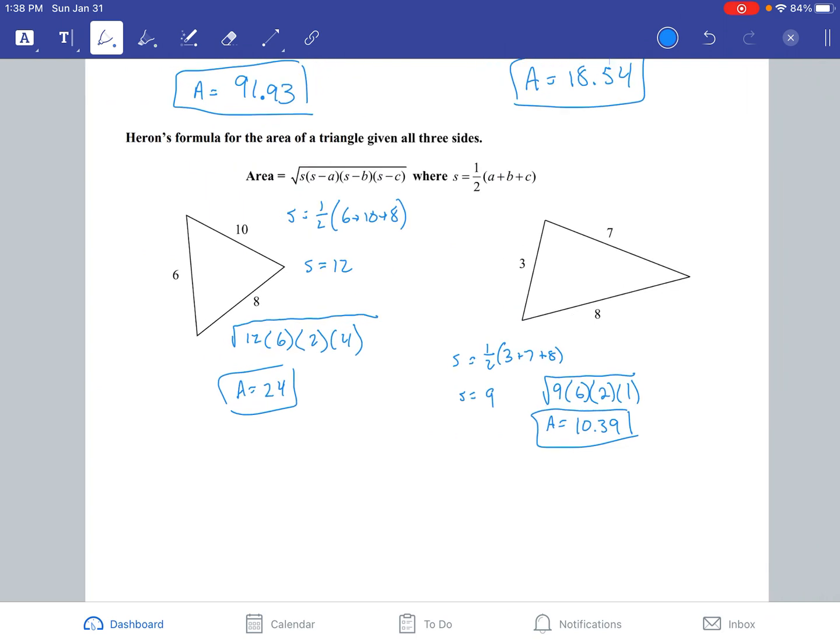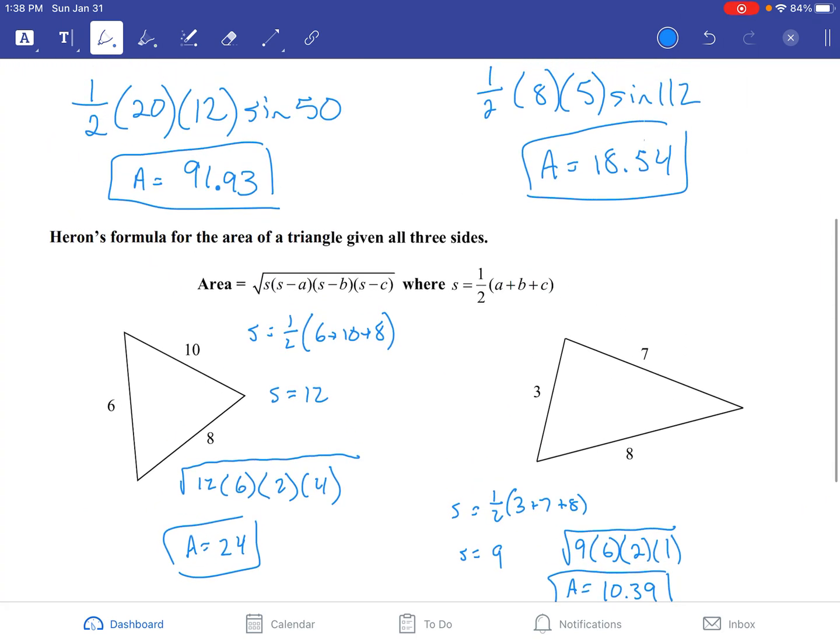And then we're done. That's it. That's the area of non-right triangles. That was a quick lesson.